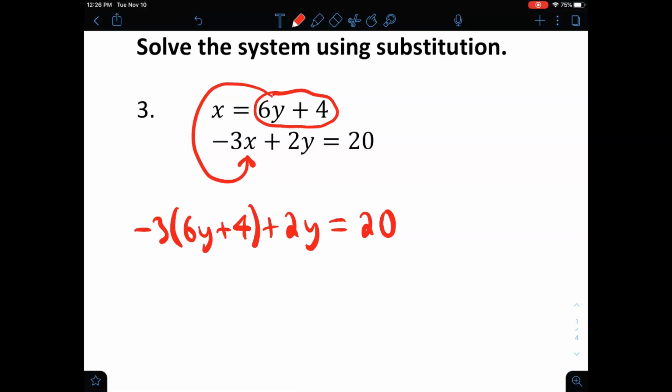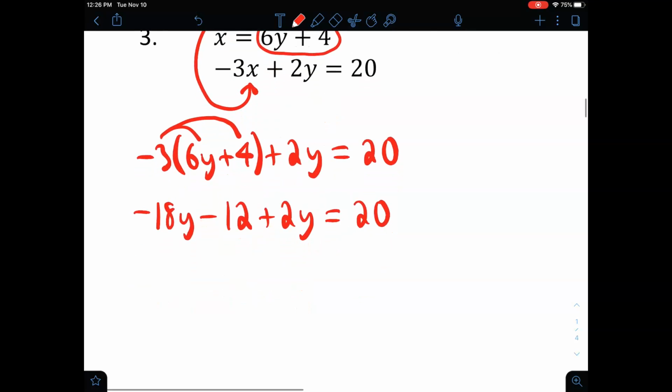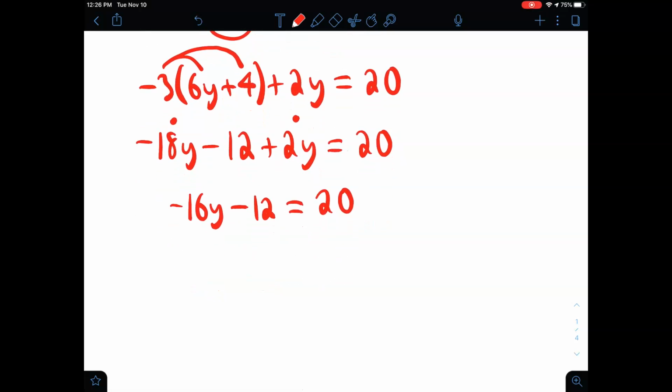All right, now we need to solve for y. Anything to distribute here? Yes, we got negative 3 times 6y, negative 3 times 4. Negative 3 times 6y is negative 18y. Negative 3 times 4 is negative 12. Plus 2y equals 20. Anything else to distribute? No. Any like terms? Yep, we got negative 18y and 2y, which is going to be negative 16y minus 12 equals 20. Any other like terms? Nope.